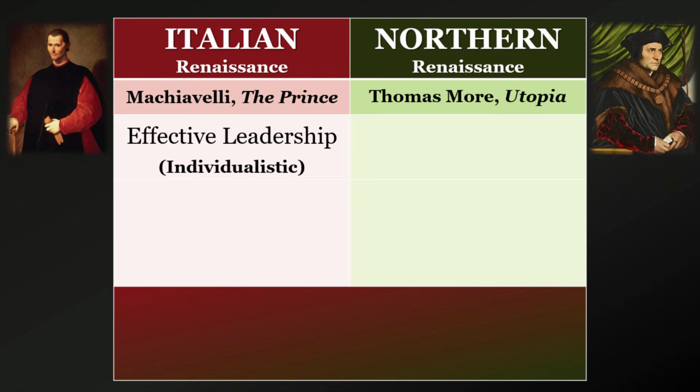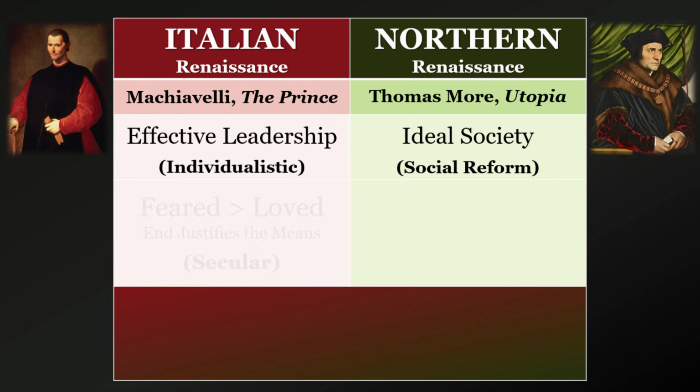First of all, Machiavelli's The Prince is about how to be an effective leader. It is individualistic. It is about how to improve yourself as an individual who is seeking to acquire power. Whereas Thomas More is focusing more on the ideal society, and this goes along with the tendency of Northern Renaissance humanists to focus on social reform.